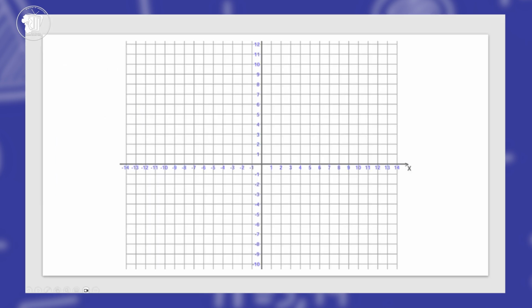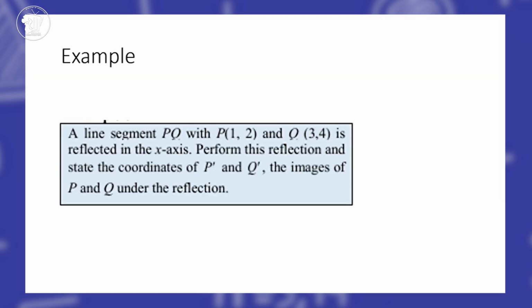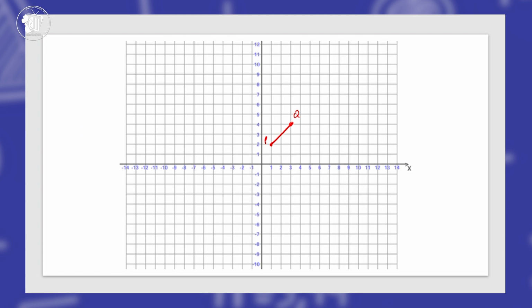Let's first plot the point P, which is (1, 2). So we go 1 across and 2 up. Here would be the point P. Then Q would be (3, 4), so we go 3 across and 4 up. Here would be the point Q. And then of course, to get this line segment, we connect the points P and Q. Now it says PQ, this line segment, undergoes a reflection in the x-axis. So it is reflected over the x-axis. We know this is the x-axis right here.